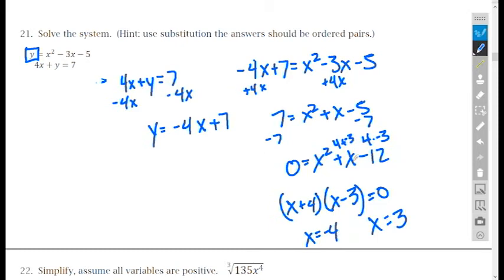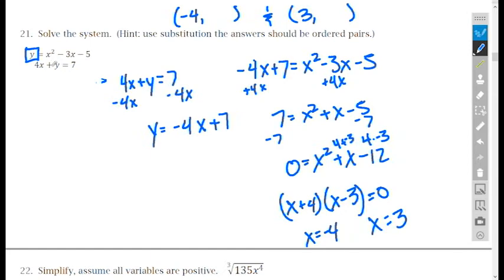So these are the x coordinates to my solutions. The first x coordinate is negative 4. That's one of my solutions. The second x coordinate is 3. That's another solution. If I want the y coordinate, I just need to use one of these equations to give me the y coordinate.